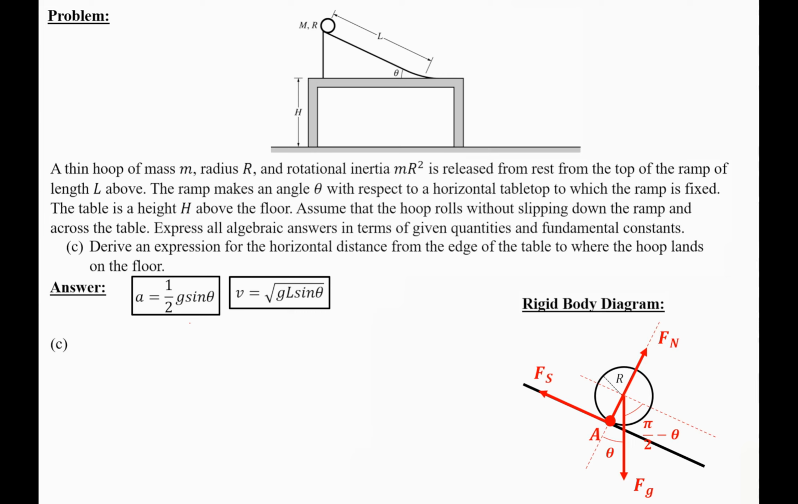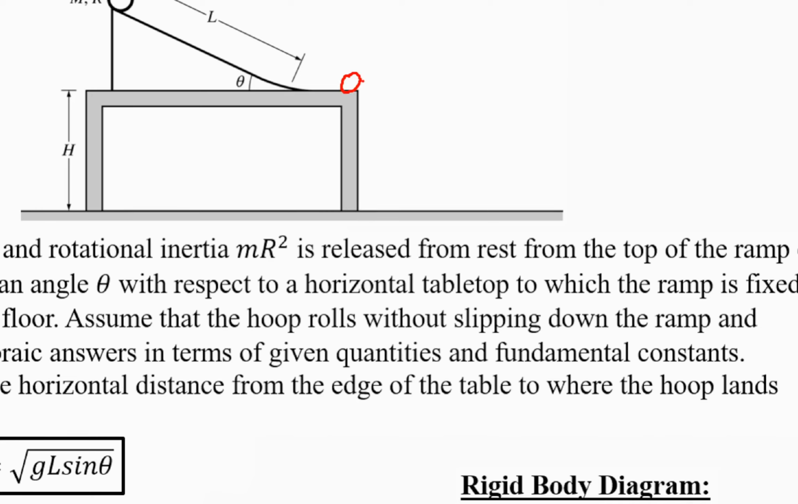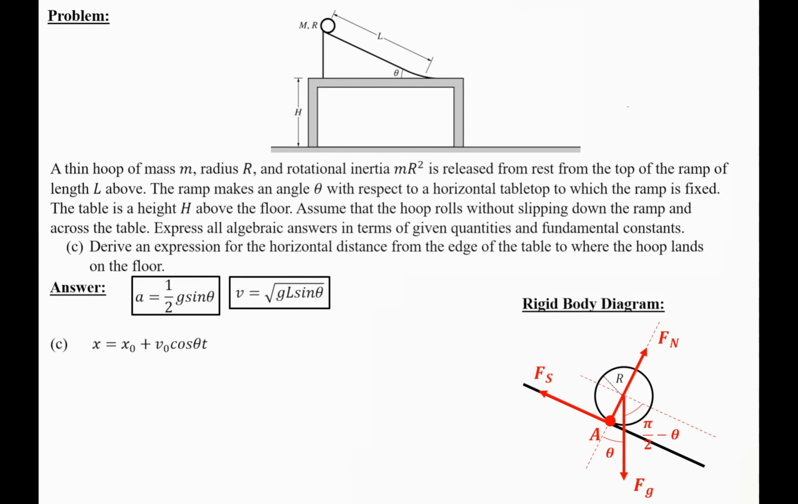Now in part C, they're telling us to derive an expression for the horizontal distance from the edge of the table to where the hoop lands on the floor. So upon reaching this point, the hoop will be launched and it will hit the floor somewhere here. Now here, because the tabletop is horizontal, which means that θ is 0, making cosine θ to be 1, making sine θ to be 0. So we're gonna use the equation x = x0 + v0 cos θ t, with θ as 0, cosine θ is 1, sine θ is 0, knowing that x is d.